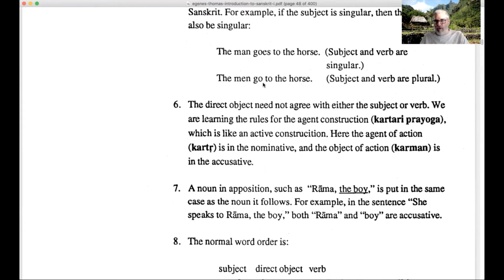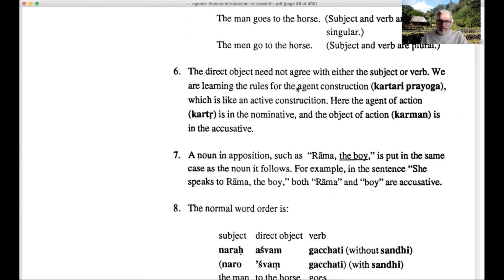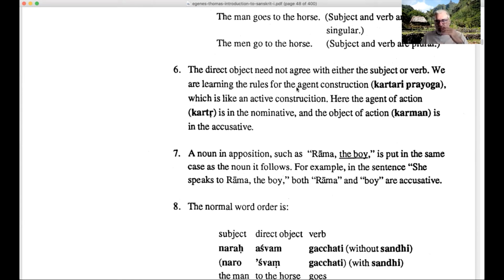So you change the verb, but the horse, the object, stays the same. To the horse is the same in both, so it doesn't affect it. So the subject and the verb have to agree in number, but the object doesn't. Okay, so that's not as hard to understand as it sounds, but anyway. The direct object need not agree with either the subject or the verb.